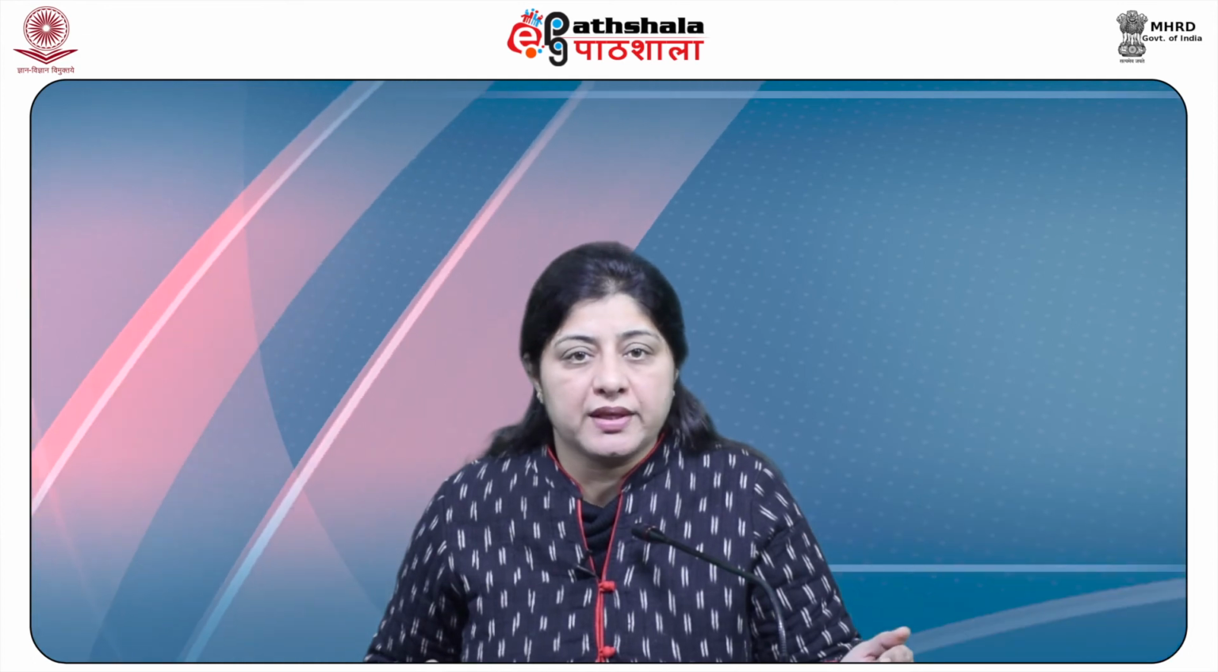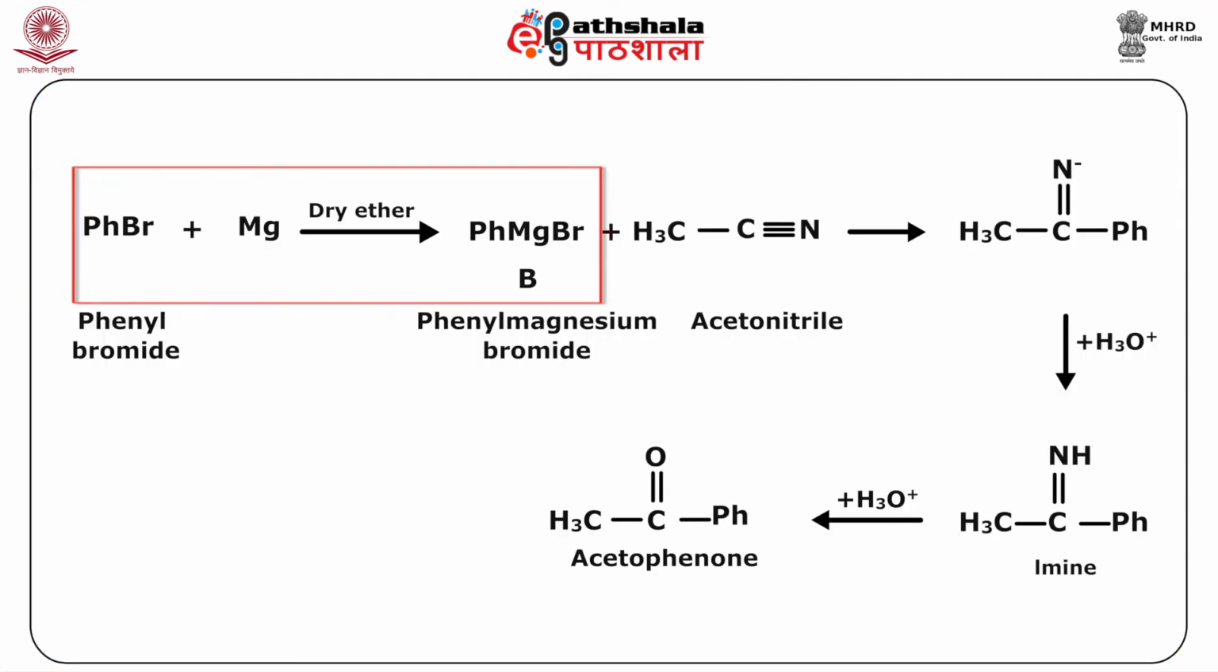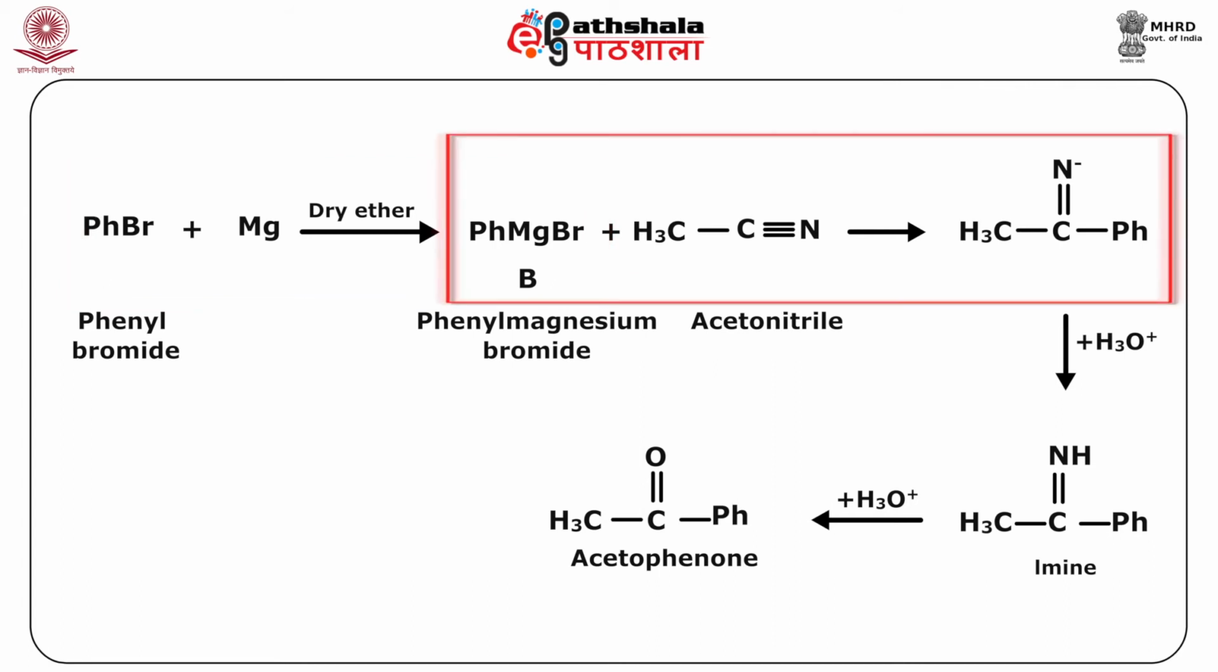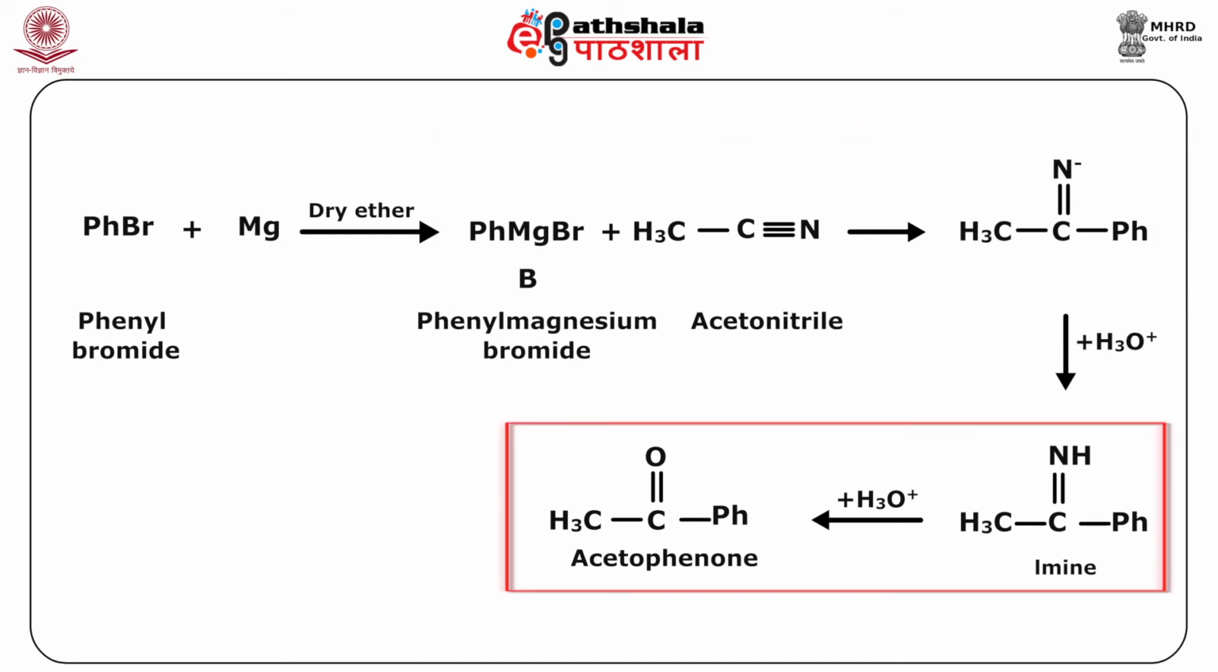The synthesis of acetophenone can be achieved in three steps, from phenyl magnesium bromide and acetonitrile. In the first step, phenyl bromide reacts with magnesium in the presence of dry ether and forms phenyl magnesium bromide. Phenyl magnesium bromide B reacts with acetonitrile and forms an imine. The imine on further acidic hydrolysis leads to the formation of acetophenone.